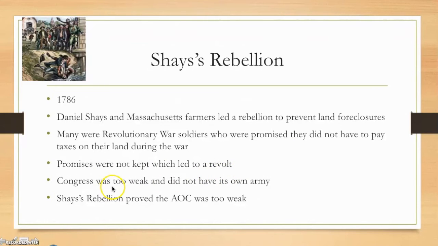And unfortunately for Congress, it was too weak and did not have its own army. They had a very difficult time putting this rebellion down. And finally, after it was put down, Shays' Rebellion had proved that the Articles of Confederation was too weak. So now our government knows that they need to go back to the drawing board.